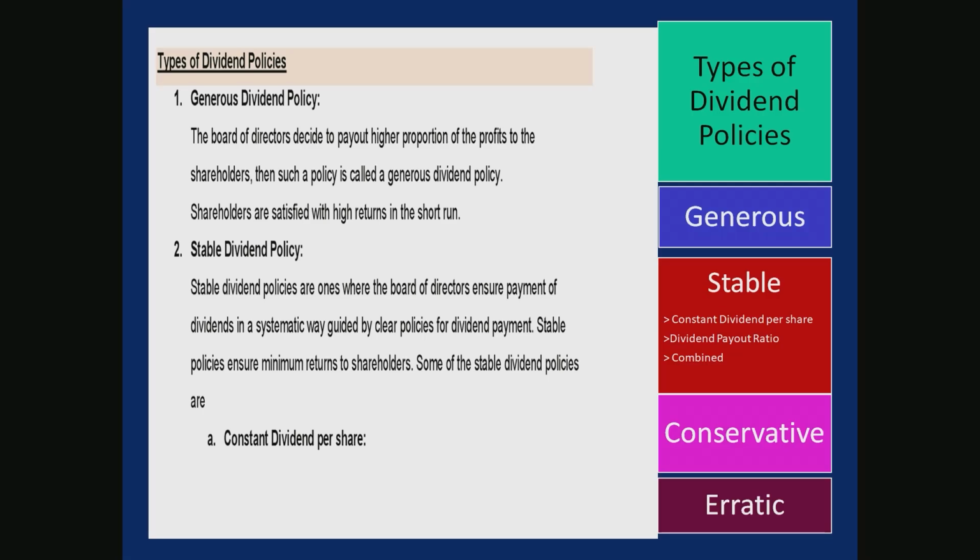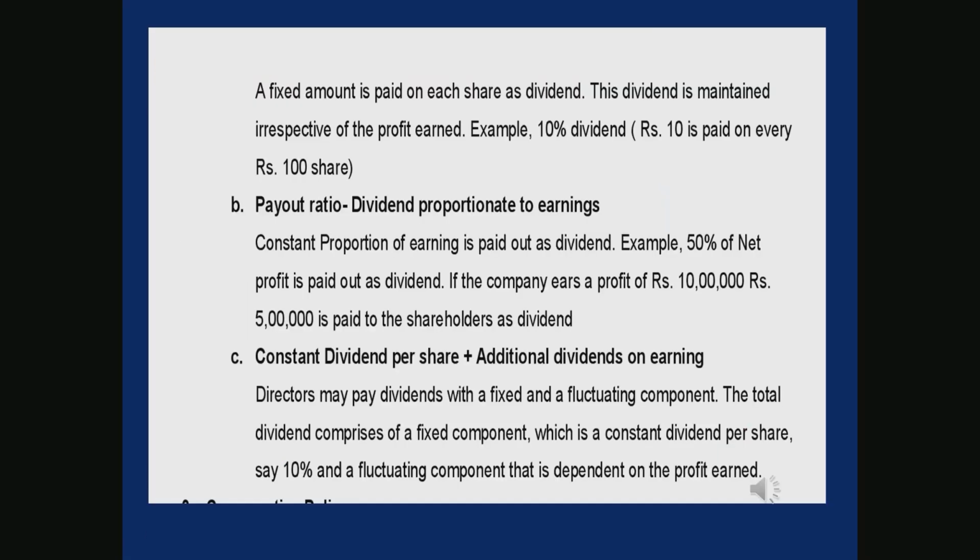So there are different types of dividend policies. Generous dividend policy, where a company pays a good amount of dividends to keep its shareholders satisfied. Stable dividend policy, where the company has a systematic way of paying dividends. There are three different types of stable dividend policy. One is constant dividend per share, where a fixed amount is paid on each share.